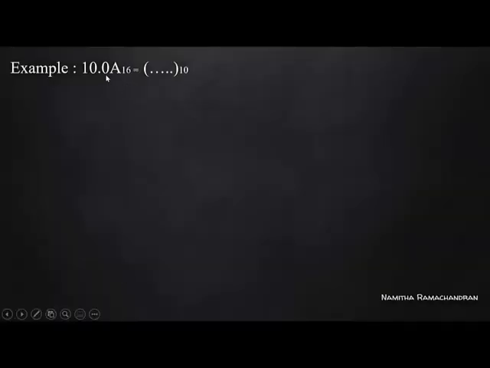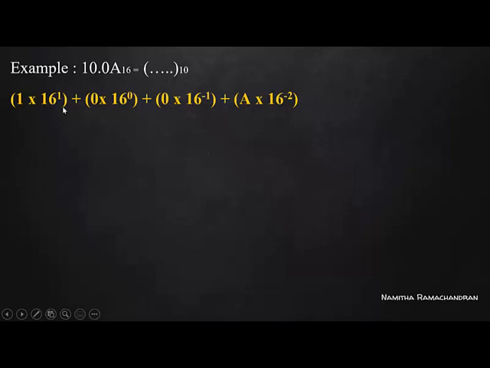Consider one more example. Here it contains a fractional part. Our task is to find its decimal equivalent. Okay, follow the same method. First consider the whole part: 0 into 16 raised to 0, 1 into 16 raised to 1. Then the fractional part: 0 into 16 raised to minus 1, A into 16 raised to minus 2. A is equivalent to decimal 10. Right? So the value is 16.039. This is the decimal equivalent of this particular hexadecimal number.